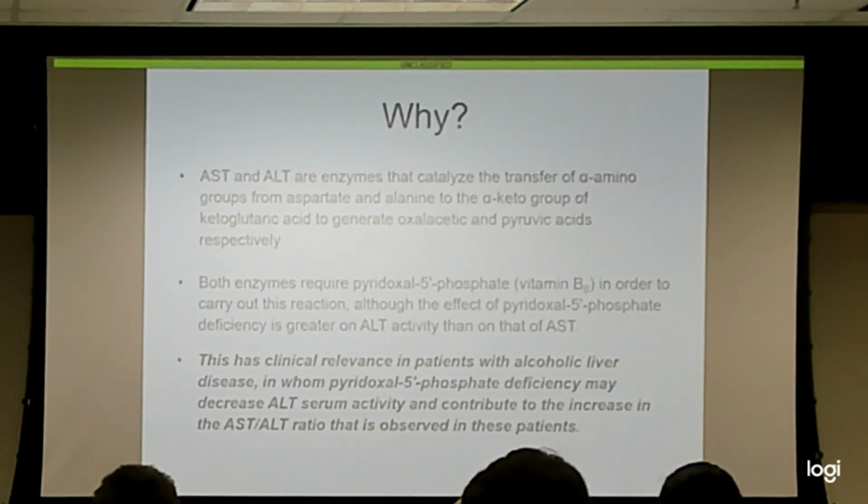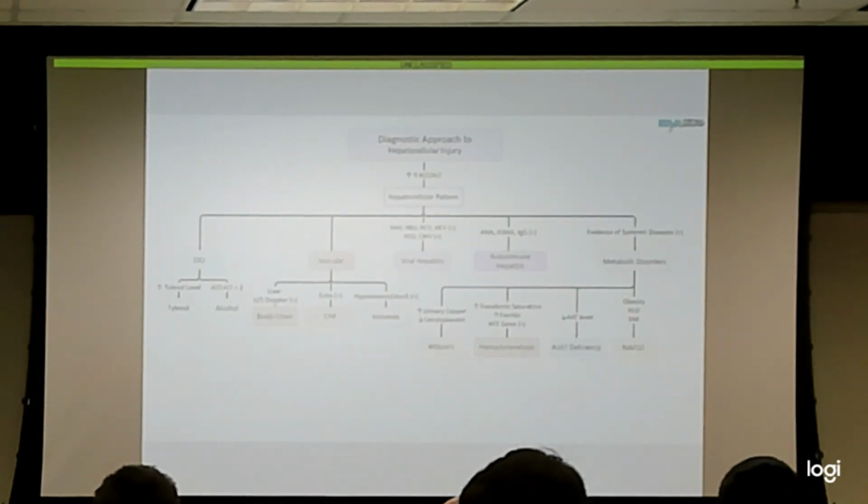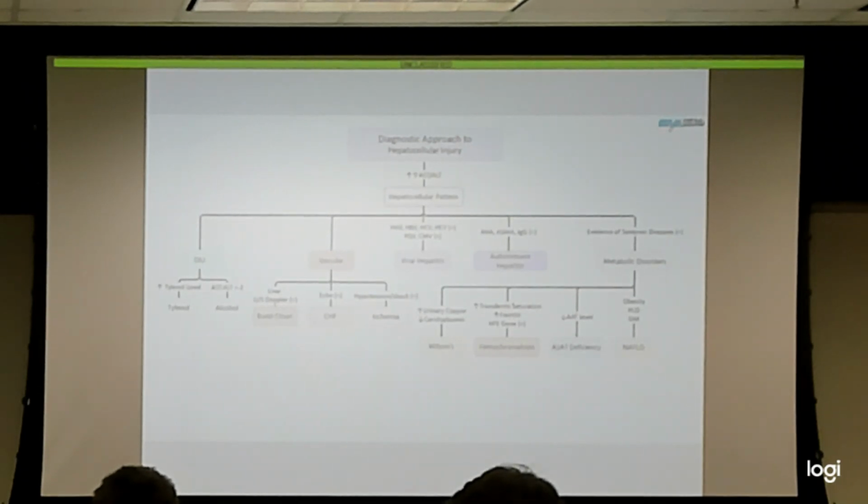This is telling you why, and who really cares, right? You're never going to remember this, pyridoxal 5-phosphate. Who cares about that? But just know that ratio is important. So I stole this from my favorite dude on Ninja Nerds, right? And this is a really good thing to refer back to when we're talking about your differential diagnosis for hepatocellular injury. And so if you've got an elevated AST, ALT, it's a hepatocellular pattern.